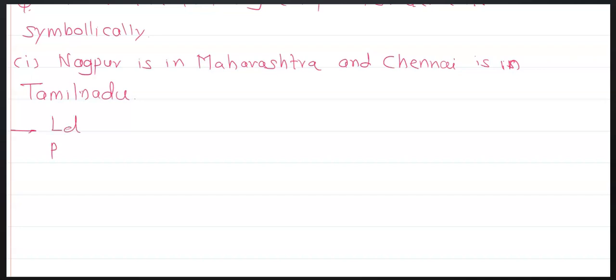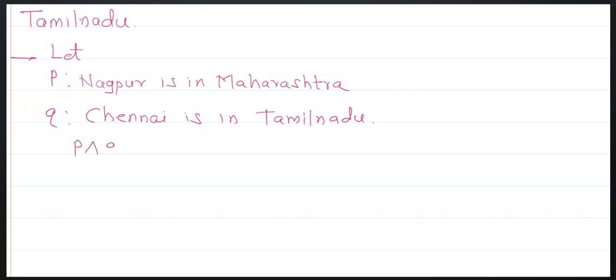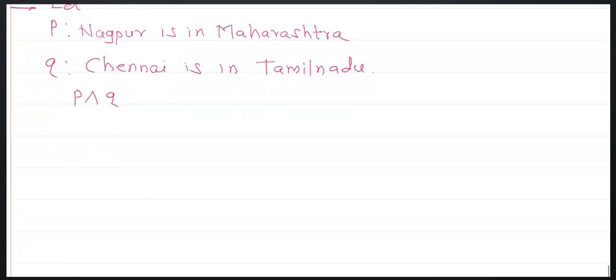Let P: Nagpur is in Maharashtra. Q: Chennai is in Tamil Nadu. P and Q. Next.